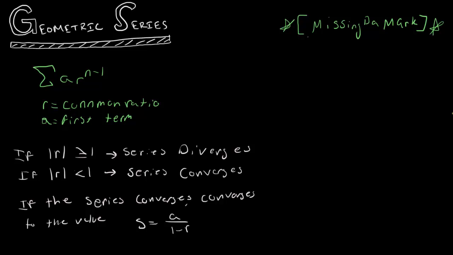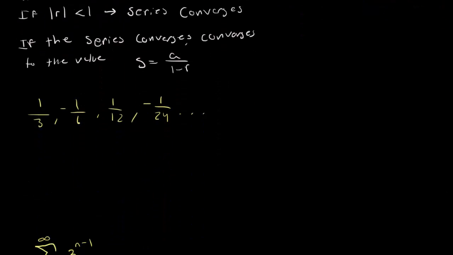Now, to determine if a series converges or diverges, if the absolute value of r is greater than or equal to 1, the series diverges. And if the absolute value of r is less than 1, the series converges. Given that the series converges, it converges to a value equal to a over 1 minus r, where a is, as we already discussed, the first term and r is the common ratio. Now we can go through examples to demonstrate this.